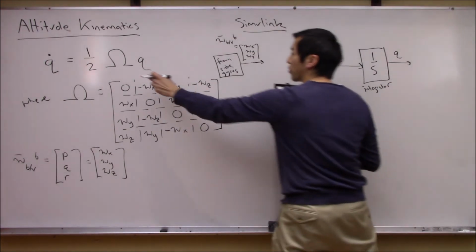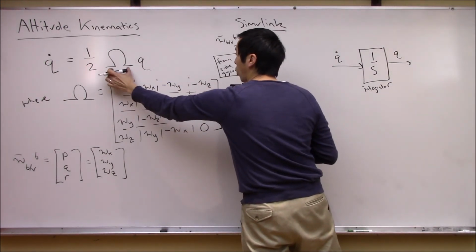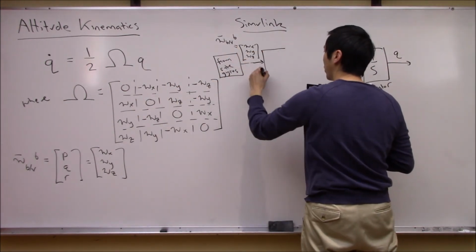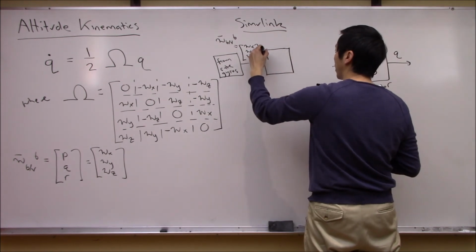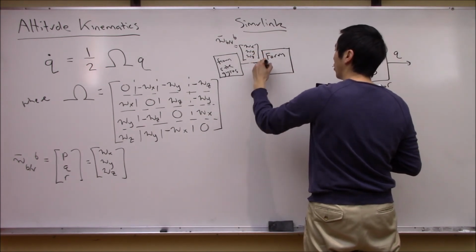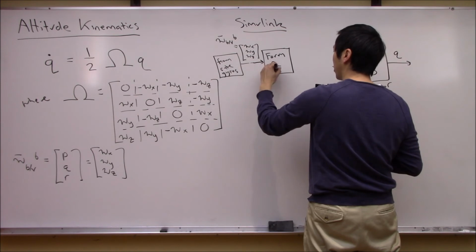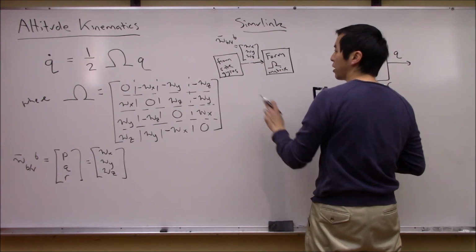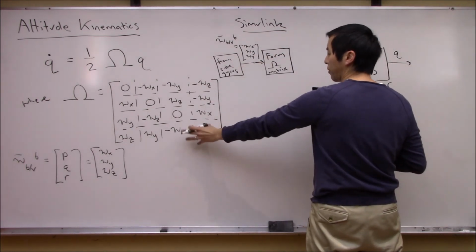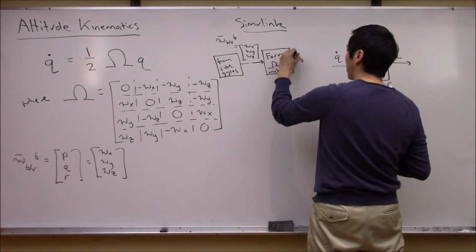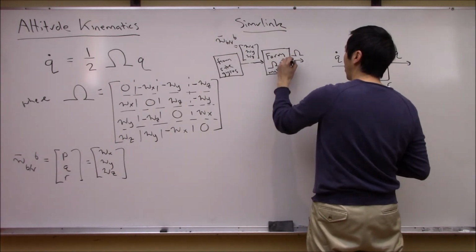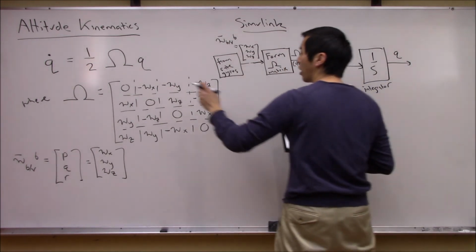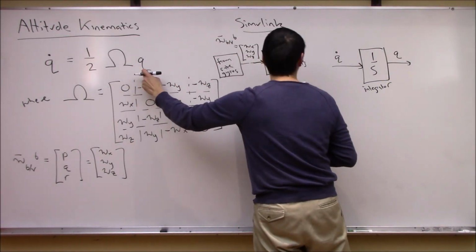Okay, so in order to form this, I need to first form this omega matrix. So I'm just going to go ahead and make a block here which says, how about form omega matrix? Right, so you just need something to basically take these things, jam it into this format, so out of this comes that big omega matrix. It's a 4x4 matrix, right?